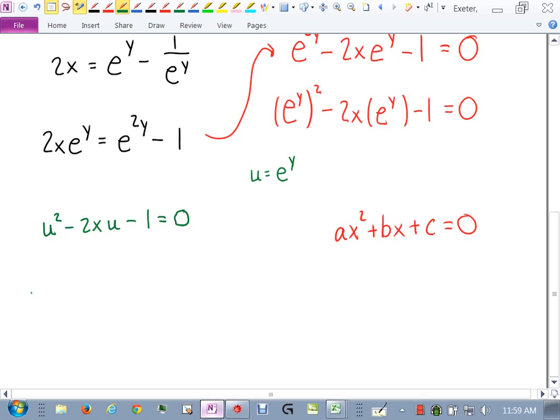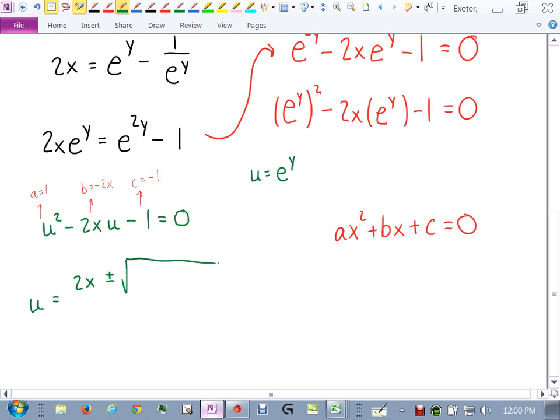Quadratic formula says that my variable u will be equal to, now what's the quadratic formula? Negative b plus or minus square root b squared minus 4ac all over 2a, that whole thing, right? Okay, so for us in this problem, a is 1, right? b is negative 2x. c is what? Negative 1. That's the thing in front of u, and then c is negative 1. So my quadratic formula is negative b. What's negative b? 2x.